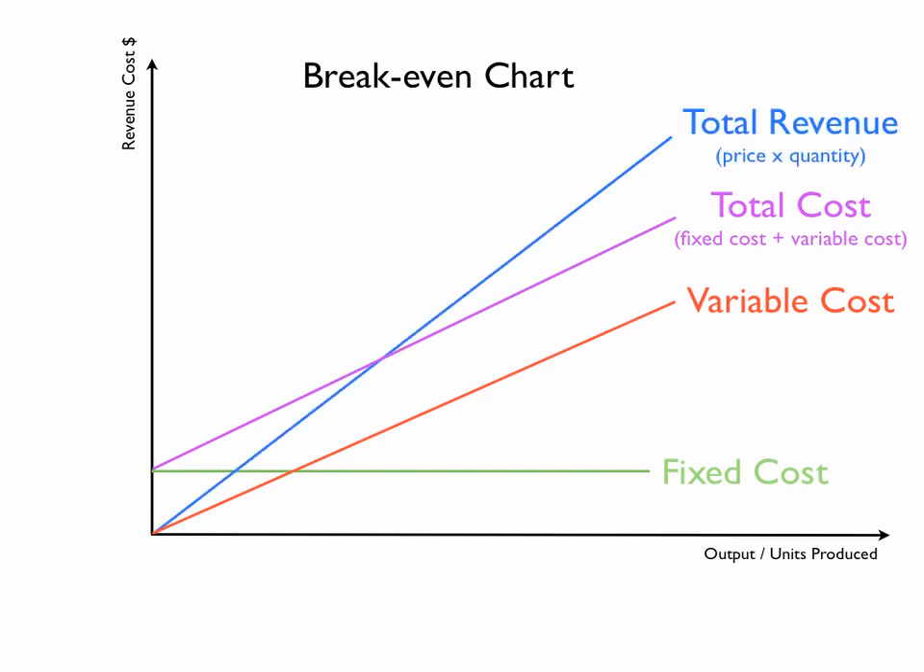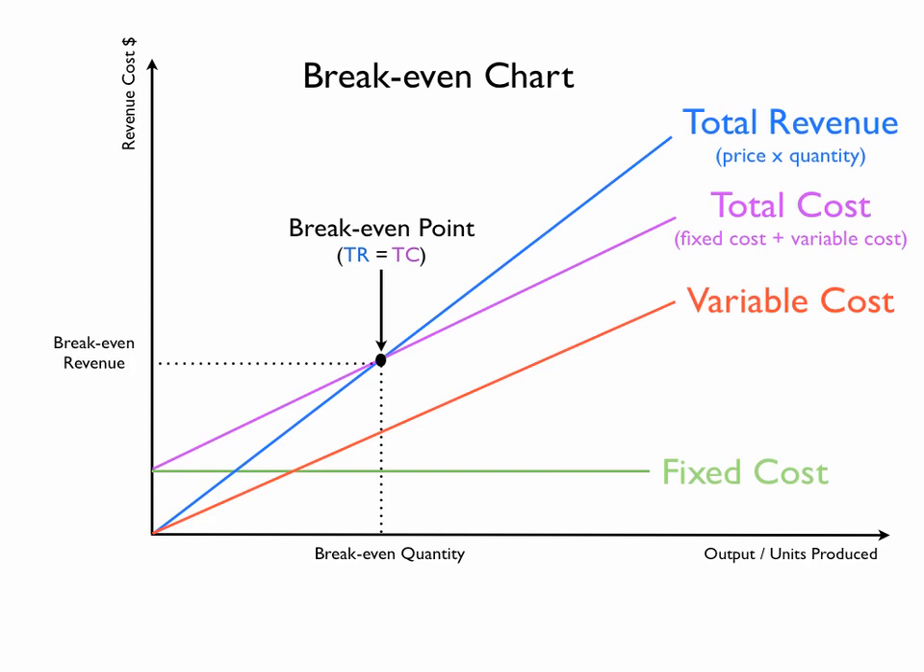The total revenue line represents the earnings of the business from the sales of goods or services. This is calculated by the product of price and quantity of the product sold. So when zero quantity is sold, there is zero revenue. Where the total revenue and the total cost meet is the break-even point. This is the point where no profit or loss has been made. The x value shows the break-even quantity and the y value shows the break-even revenue.